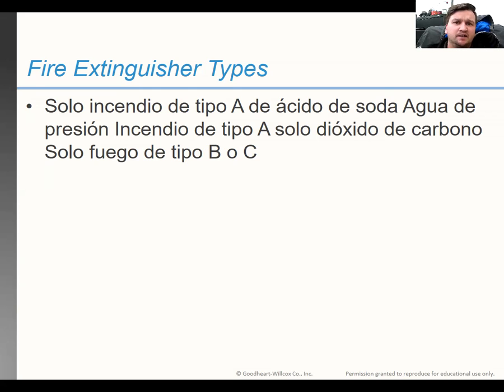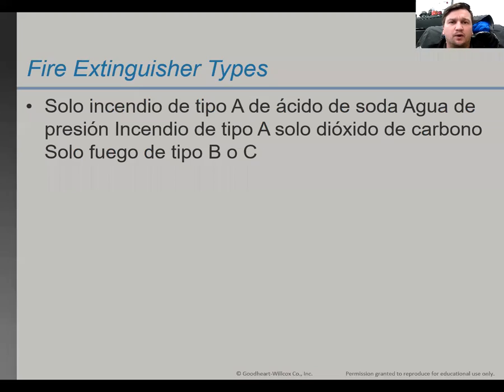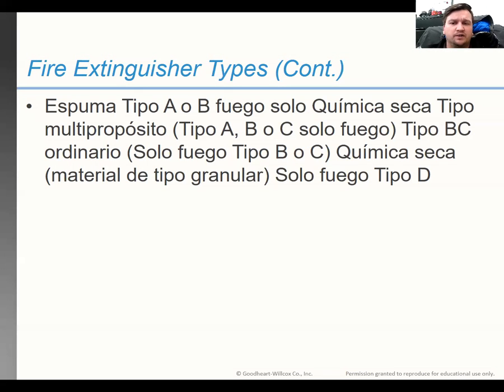Carbon dioxide fights a fire by removing the oxygen. So that's a very good fire extinguisher for liquids or electrical. You have foam fire extinguishers. These are good for A and B fires. This is a liquid, but because it's a foam, if it's gasoline or oil, it will sit on top of it and smother the fire out. It will remove that oxygen from it.